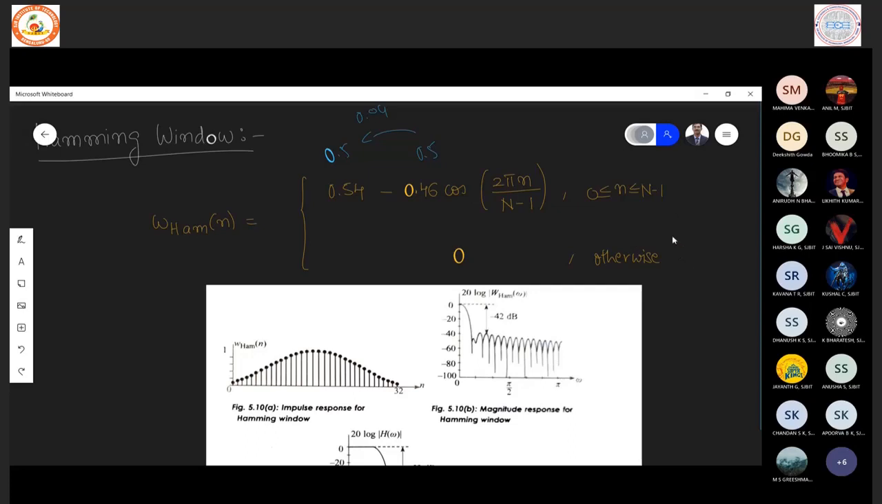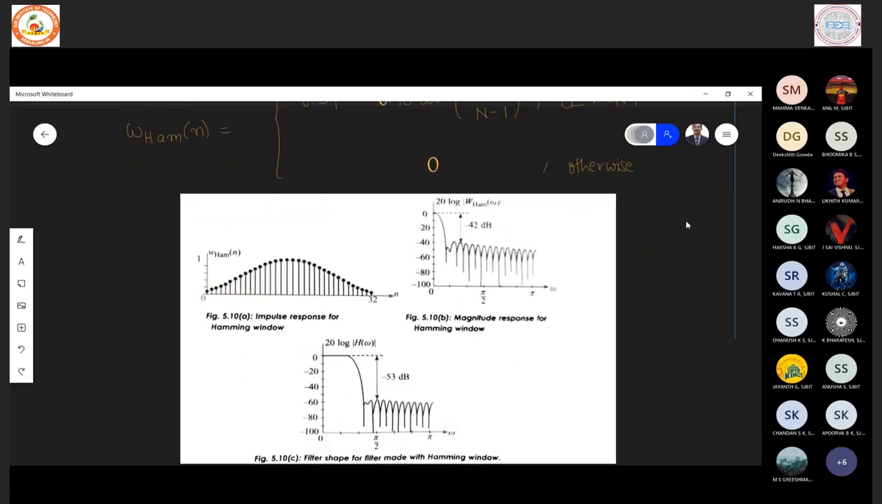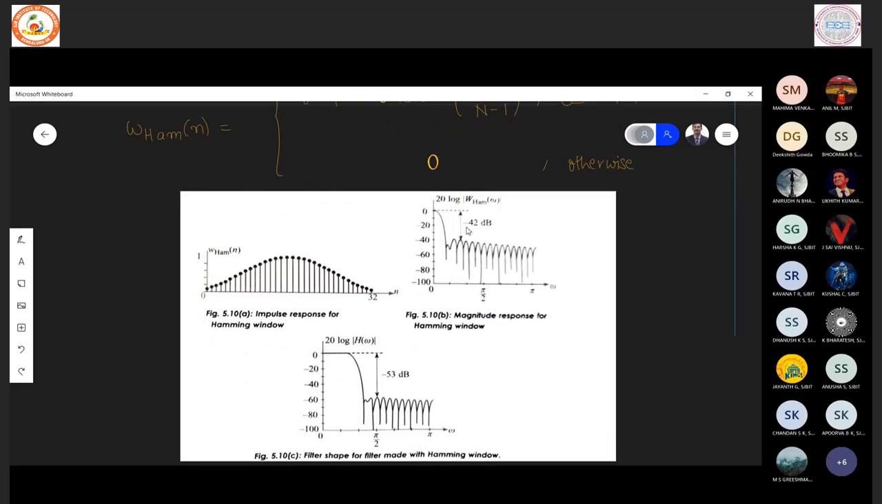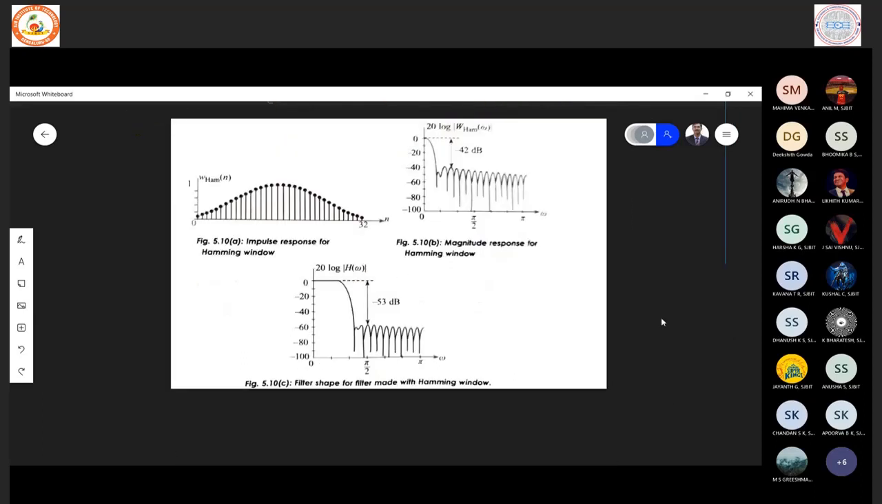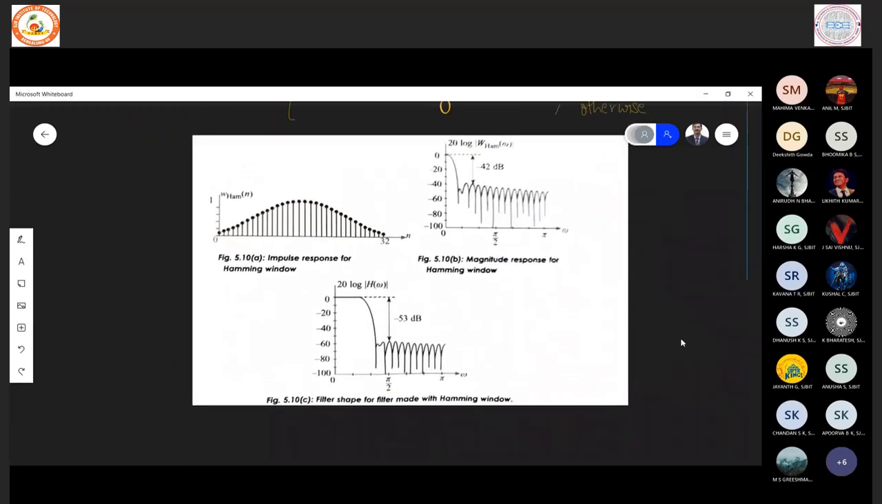And 0 otherwise. Now what is the difference we observe here? This one is pretty good, even better than the previous. The margin we have here is minus 42 dB in the frequency response, and a filter designed using it will have a difference of minus 53 dB. Previous one we got 44 dB. So here we have 53 dB of difference between the passband and stop band, which is still better. So these are the 4 window types that we have.